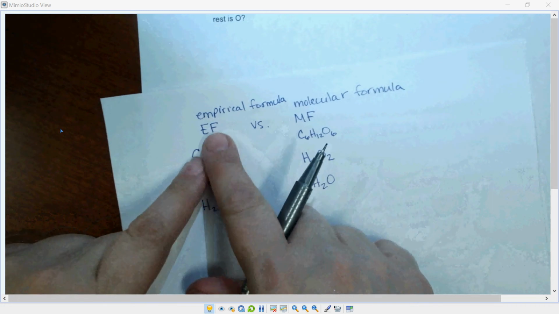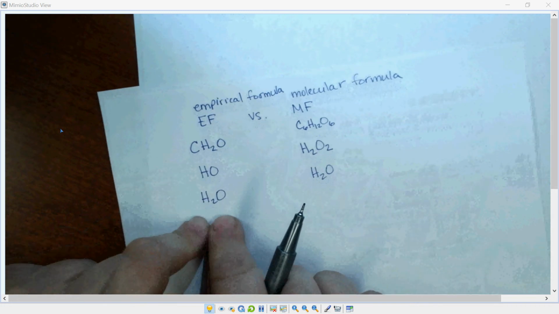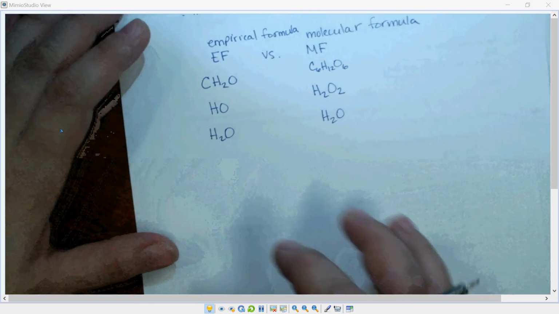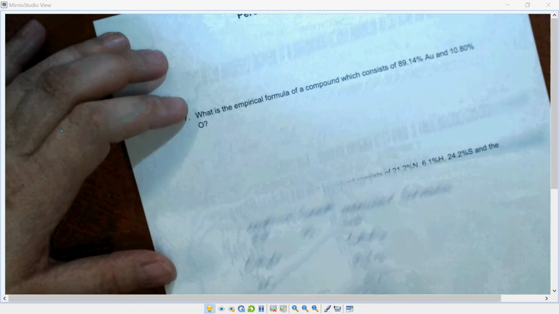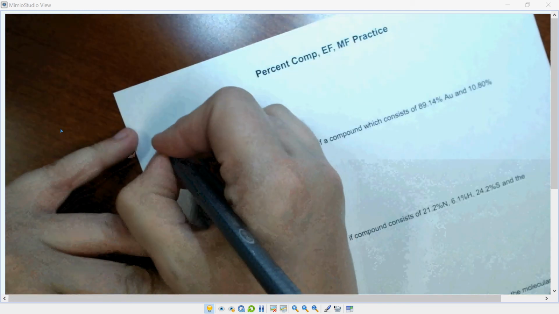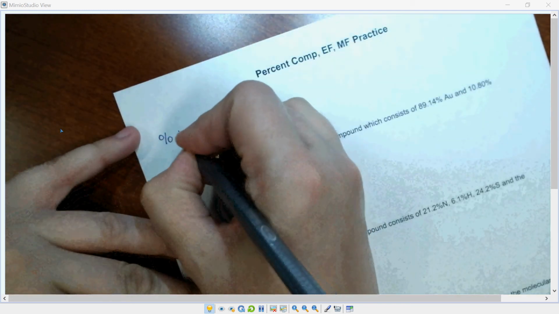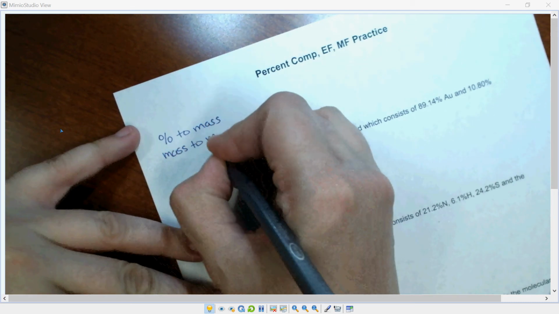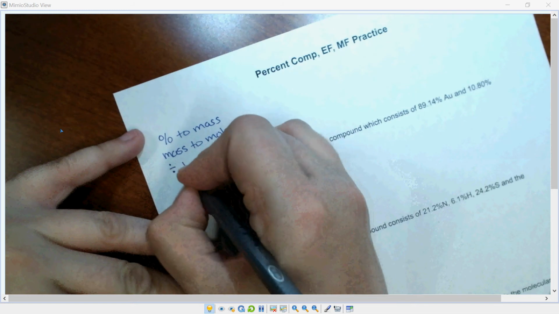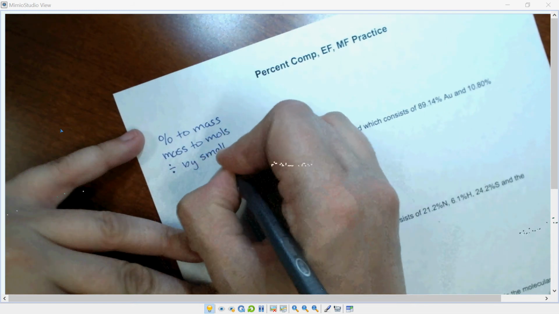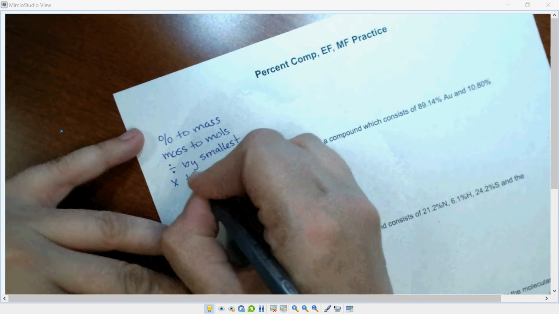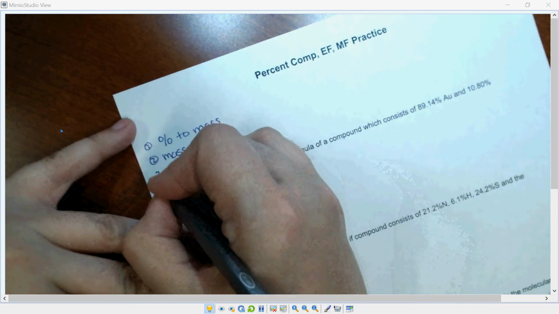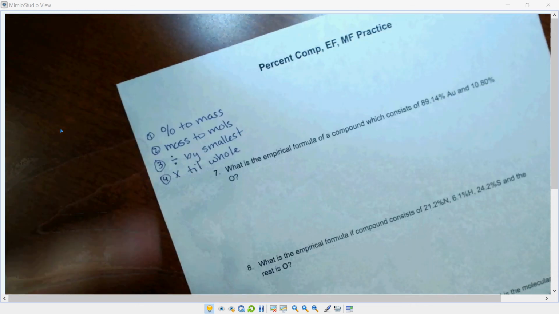Well, what if I wanted to calculate empirical formula given percent composition data? So there's like a little memory tool that you can use to remember how to do this, and I call it percent to mass, mass to moles, divide by smallest, and then multiply till whole. So there's basically 4 steps in calculating an empirical formula.